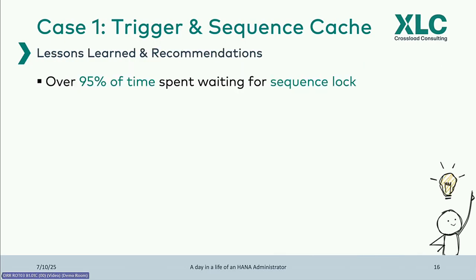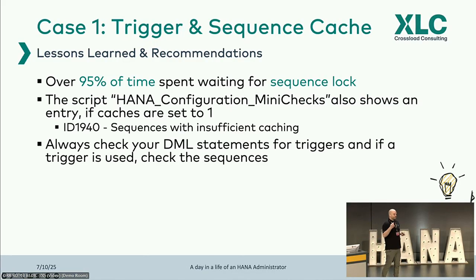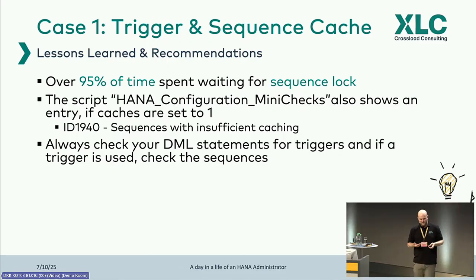Lessons learned. Over 95% of the time was spent waiting for the next value, for the next number, so it was in the sequence lock. That's also the reason why the mini checks are very good. The SID, the 9040, and Martin check all the caches in the system for a cache with only caching demand 1. So if you know the problem, you might solve it much faster than we solved it in the first place.